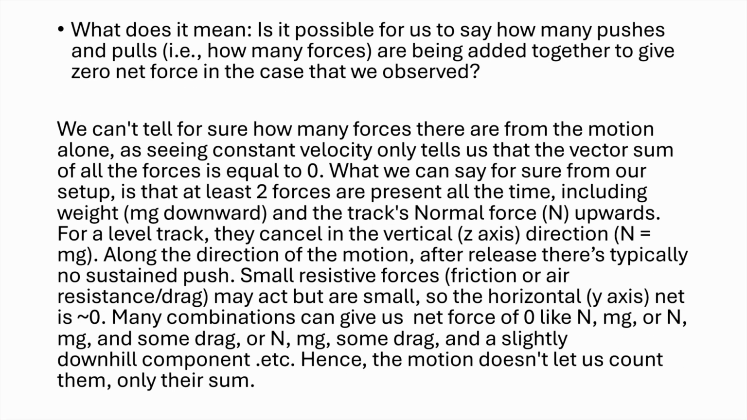Is it possible for us to say how many pushes and pulls, how many forces, are being added together to give zero net force in the case that we observed? We can't tell for sure how many forces there are from the motion alone, as seeing constant velocity only tells us that the vector sum of all the forces is equal to zero. What we can say for sure from our setup is that at least two forces are present all the time: weight, mg, downward, and the track's normal force, N, upwards. For a level track, they cancel in the vertical z-axis direction, N is equal to mg.